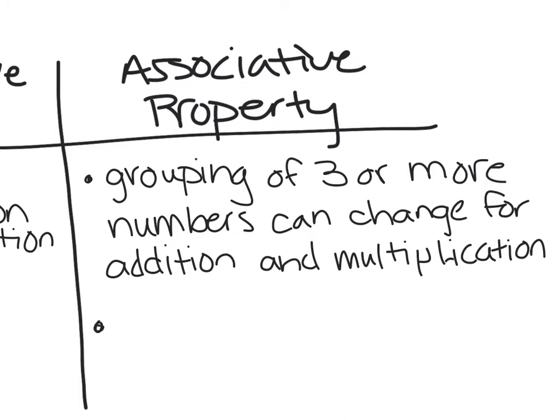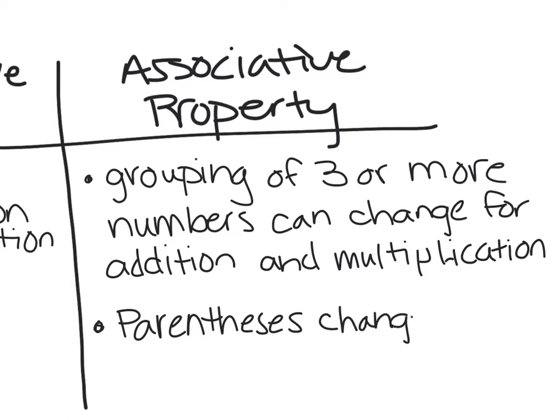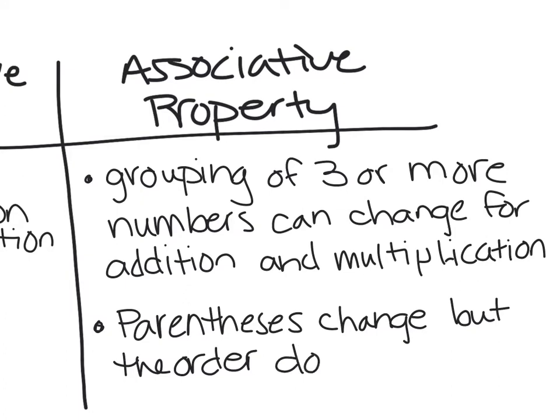And the way that I spot it when I see the associative property is typically the parentheses change. The parentheses change where the parentheses are, but the order of either the variables or the numbers does not.